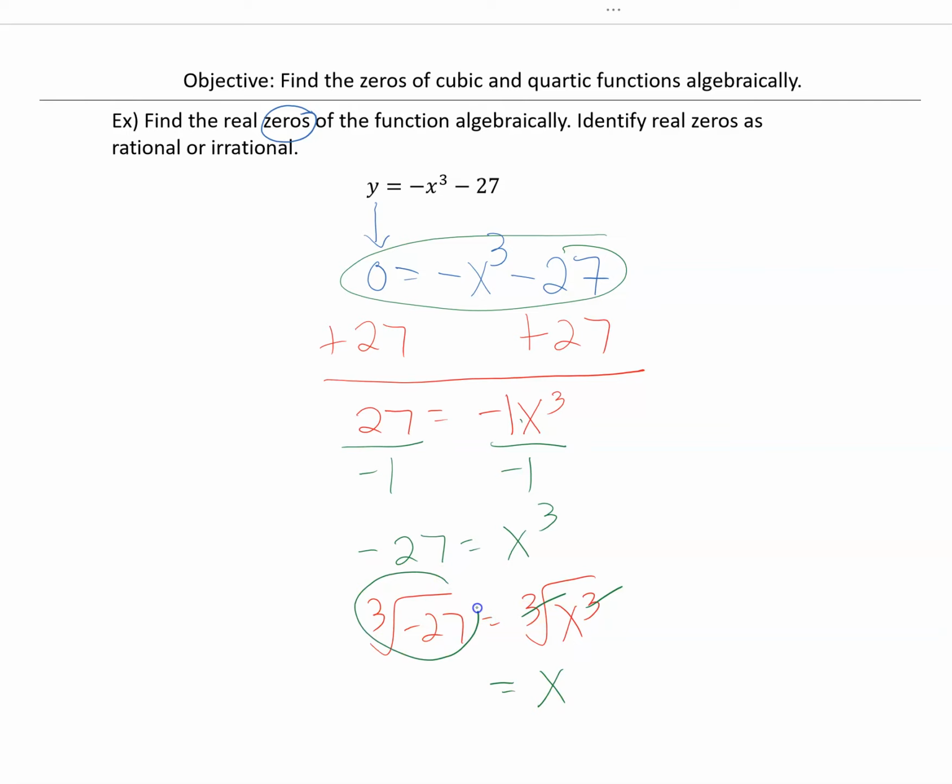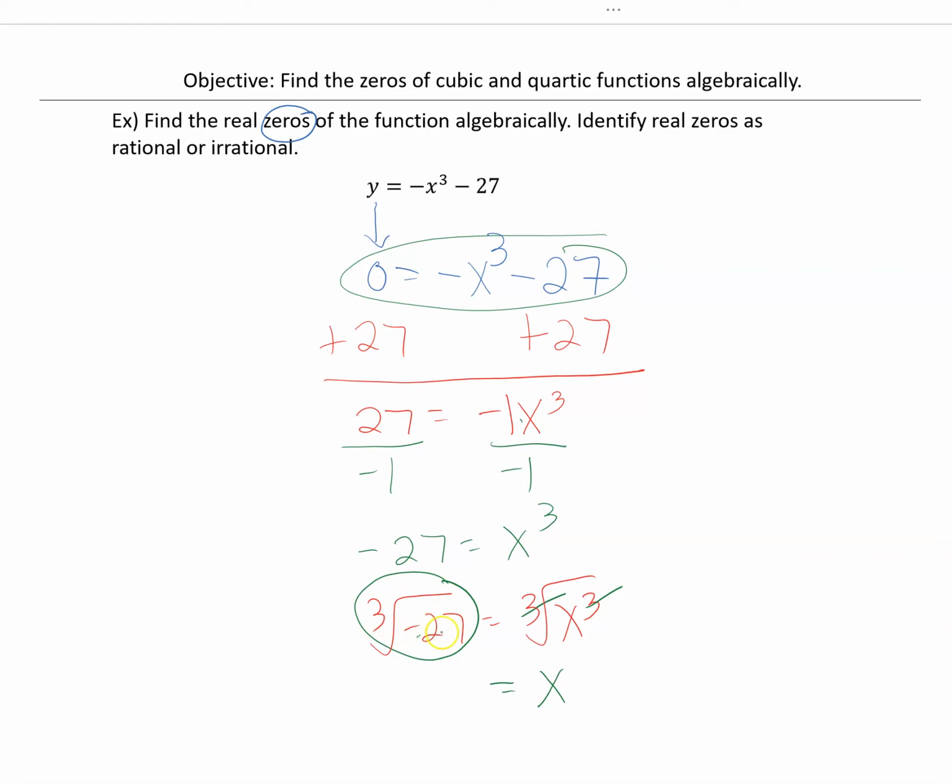Here, be careful with this. This is not imaginary because it's a cube root. Remember, negative numbers times themselves 3 times will give us negative numbers. So there is a negative number times itself 3 times that will give us negative 27.